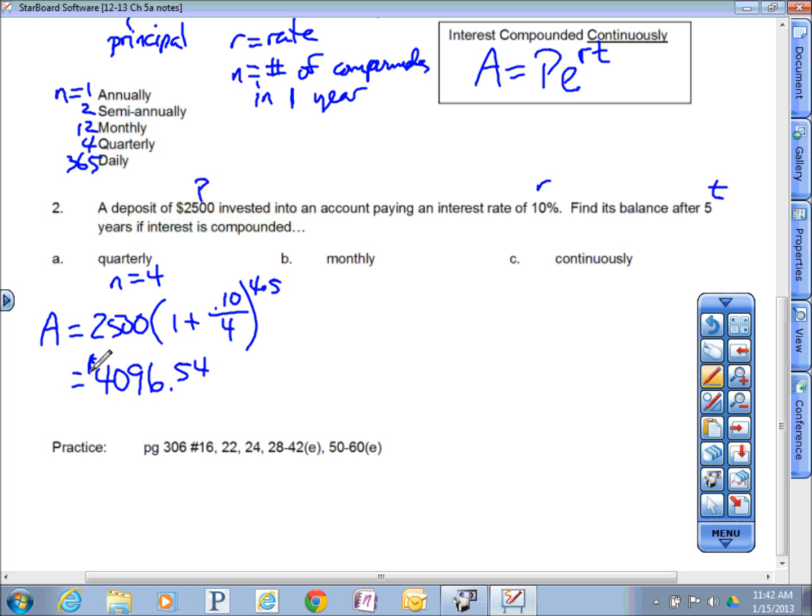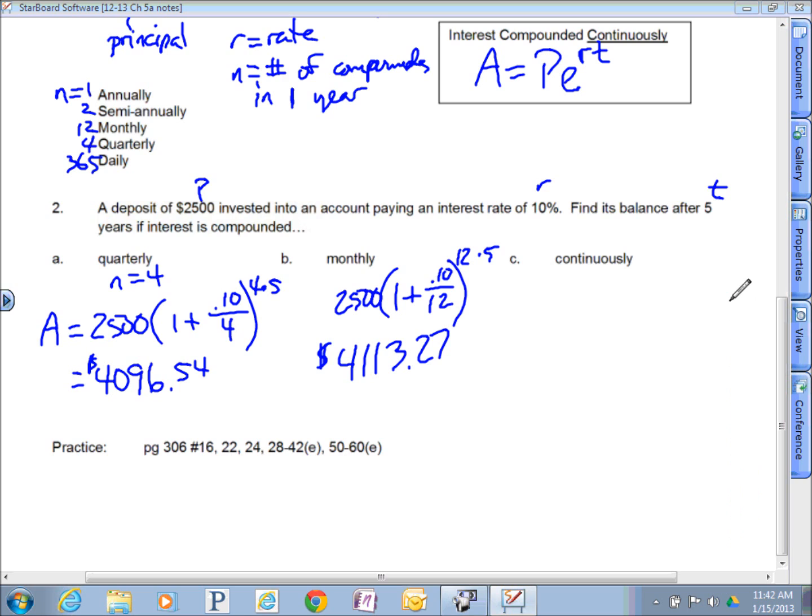If you do it monthly, the only thing that changes: 2,500 times 1 plus 0.10, this time divided by 12 because that's how many compounds we have in a year, raised to the 12 times 5. Clean that up, you make a little bit more money: $4,113.27.